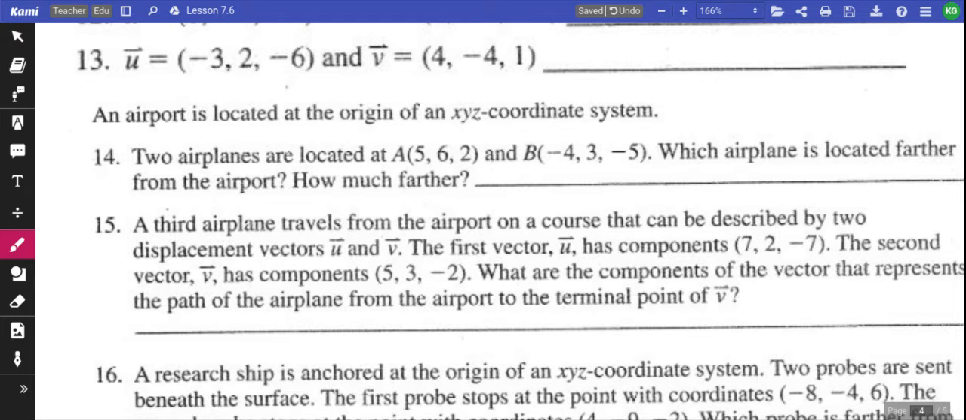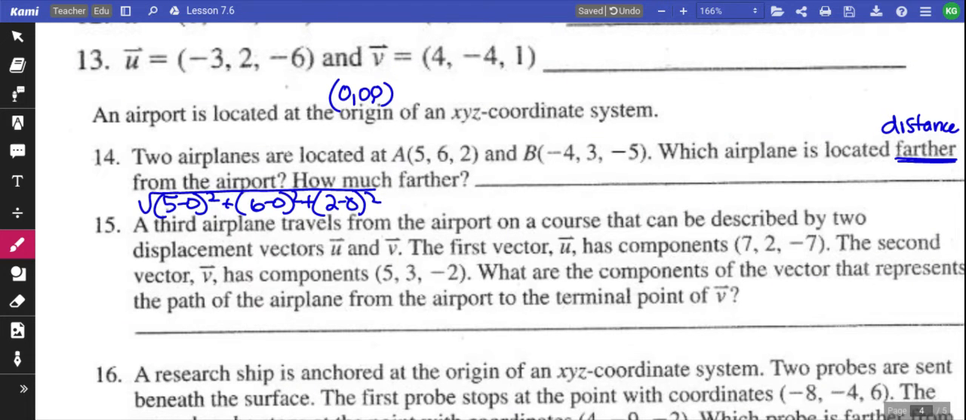An airport is located at the origin, which is the center of the XYZ coordinate system. 2 airplanes are located at 5, 6, 2, and -4, 3, -5. Which airplane is located farther, which means we're going to be talking about distance from the airport. So for A, I'm going to be doing the square root of (5 minus 0) squared plus (6 minus 0) squared plus (2 minus 0) squared, which is the square root of 5 squared plus 6 squared plus 2 squared, 8.1.